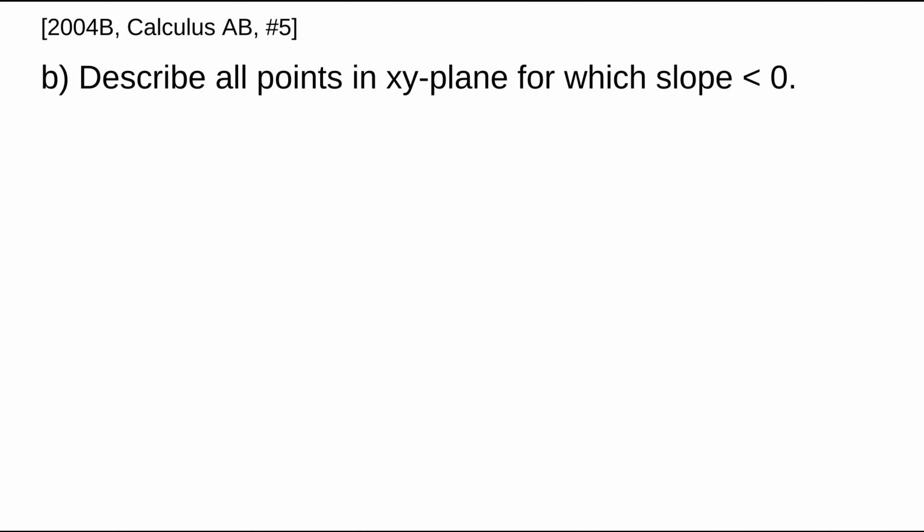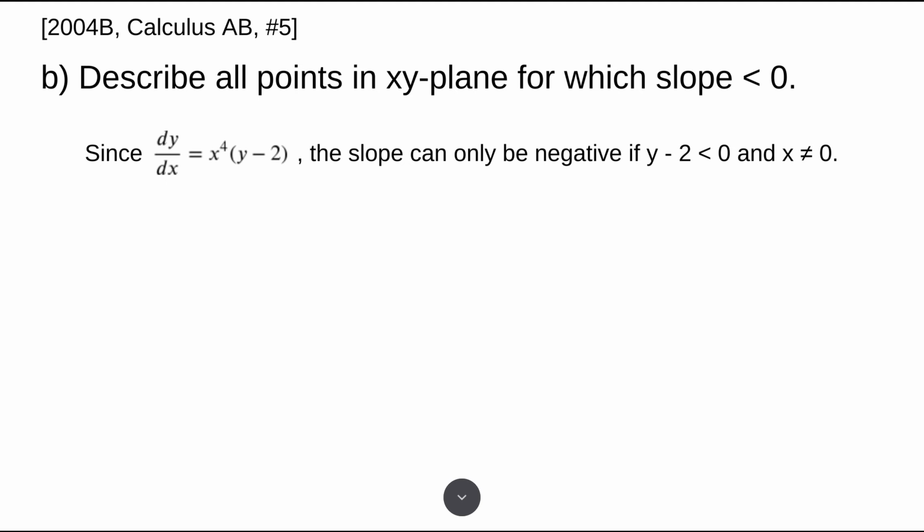In part B of this question, we are asked to describe all points in the xy plane for which the slope is negative. So if we analyze the differential equation dy/dx equals x to the fourth times (y minus 2), note that the x to the fourth term will never be negative. It will be 0 if x is 0, but any other time, x to the fourth is going to be positive. So the only hope this has of producing a negative slope is for y minus 2 to be negative and x not to be 0.